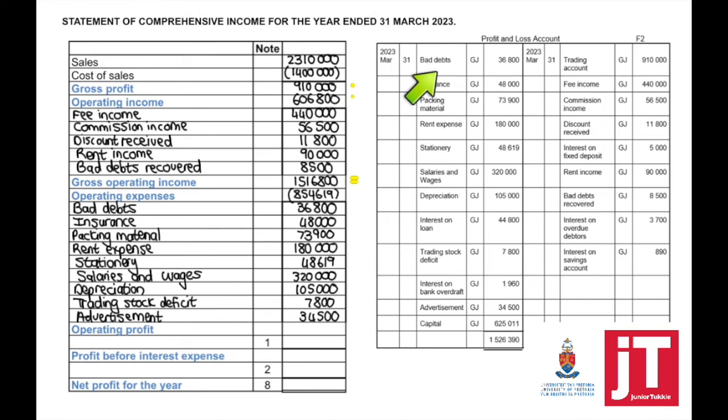So the only things that we've got are bad debts, insurance, packing material, rent expense, stationery, salaries and wages, depreciation, trading stock deficit, and advertisement. Once we've listed all of them, we draw a block around it, and then we're going to total and work out what our operating expenses are. Make sure that it's indicated in brackets, because the next step, we have to take our gross operating income minus my operating expenses equals my operating profit.